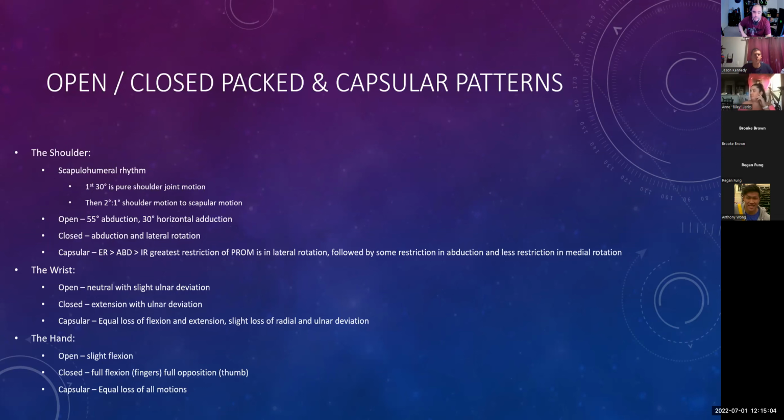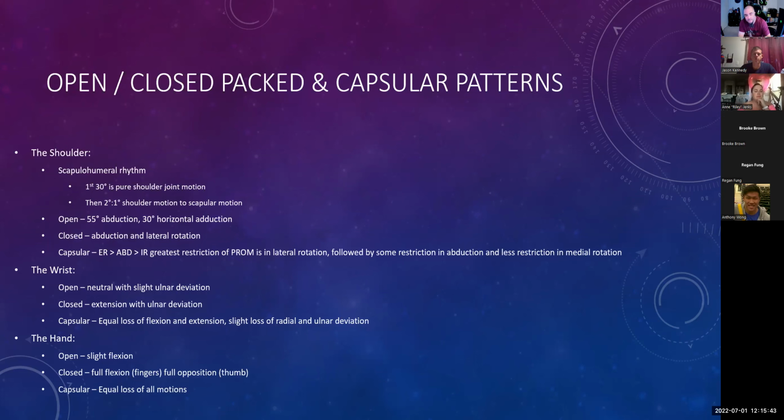For the shoulder, external rotation, abduction, and then internal rotation would be the ones that key you into it being capsular, right? That's the best way to remember it. Yeah, external rotation, abduction, internal rotation. Remember those in three, that direction. Closed pack, right, is abduction and lateral rotation. Open is 55 degrees of abduction, 30 degrees of horizontal adduction. So kind of here, right? We kind of have it out in this position here. That allows you to mobilize the shoulder.